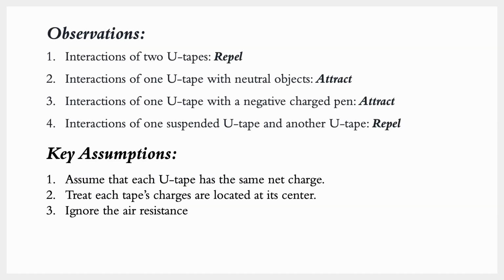After finishing the lab, we have the observations. First, interactions of U-tapes: repel. Second, interactions of 1 U-tape with neutral objects: attract. Third, interactions of 1 U-tape with a negatively charged pen: attract. Last, interactions of 1 suspended U-tape and another U-tape: repel.